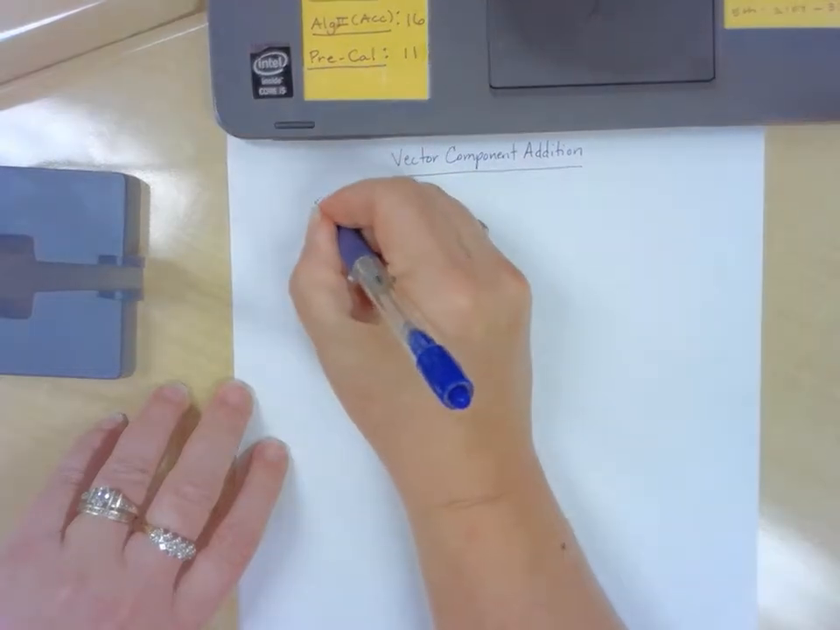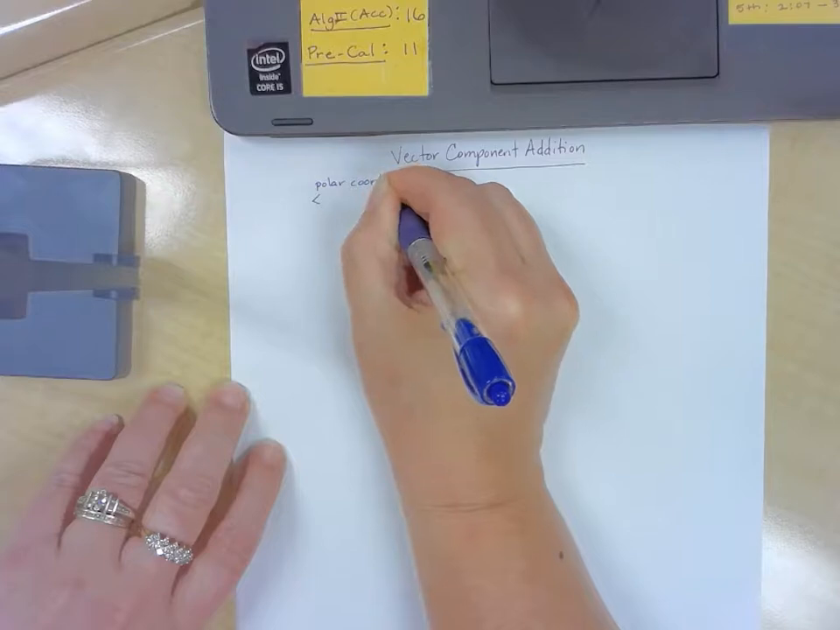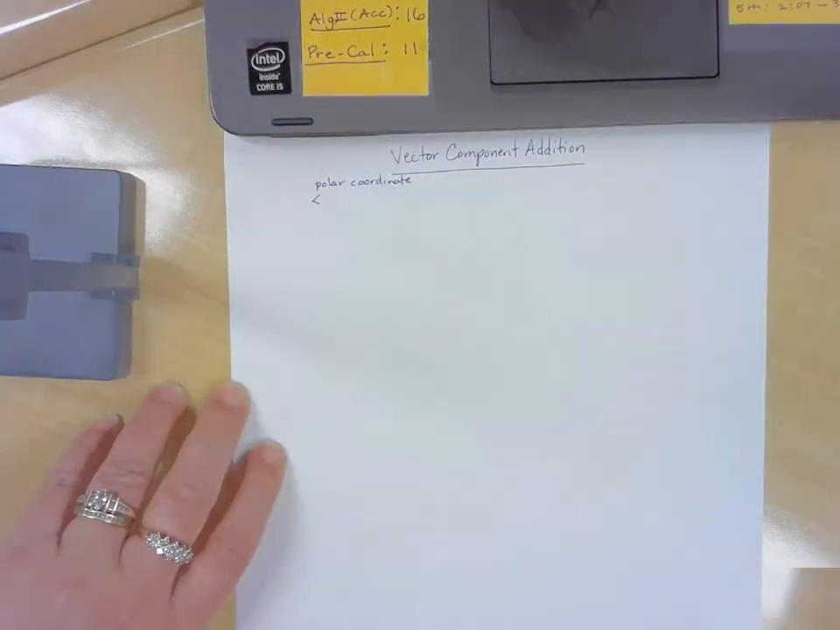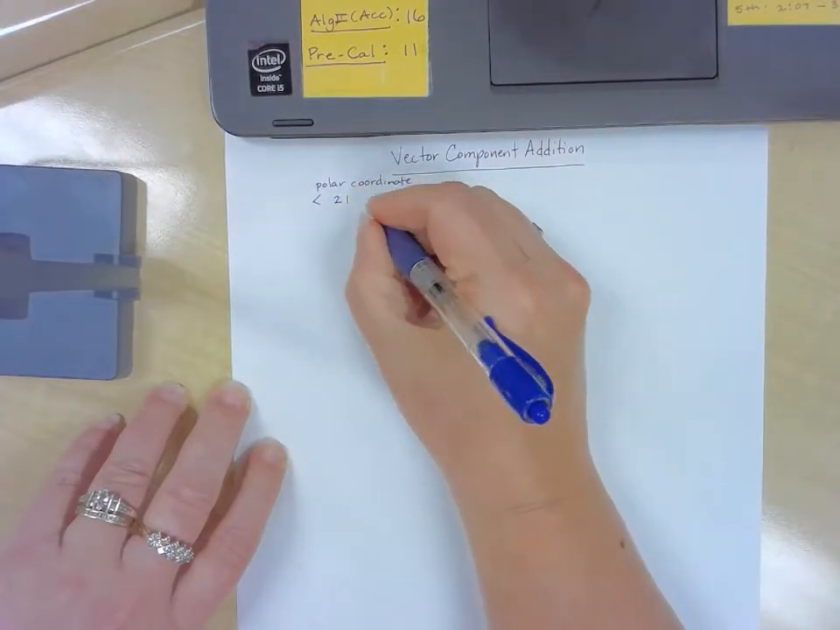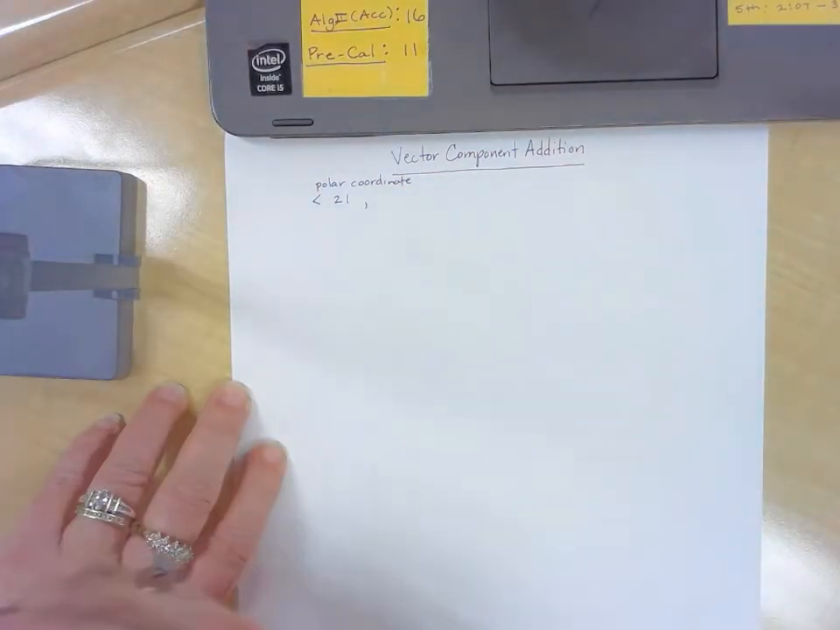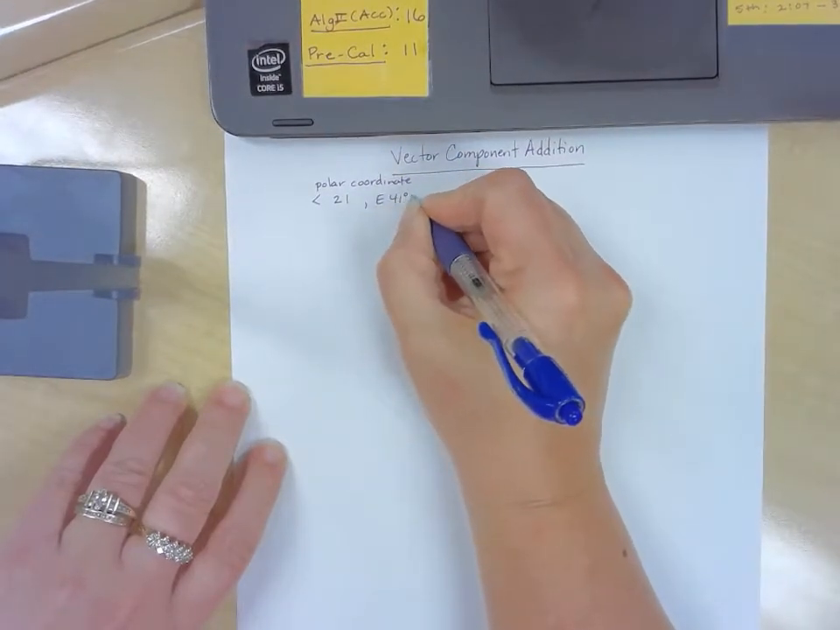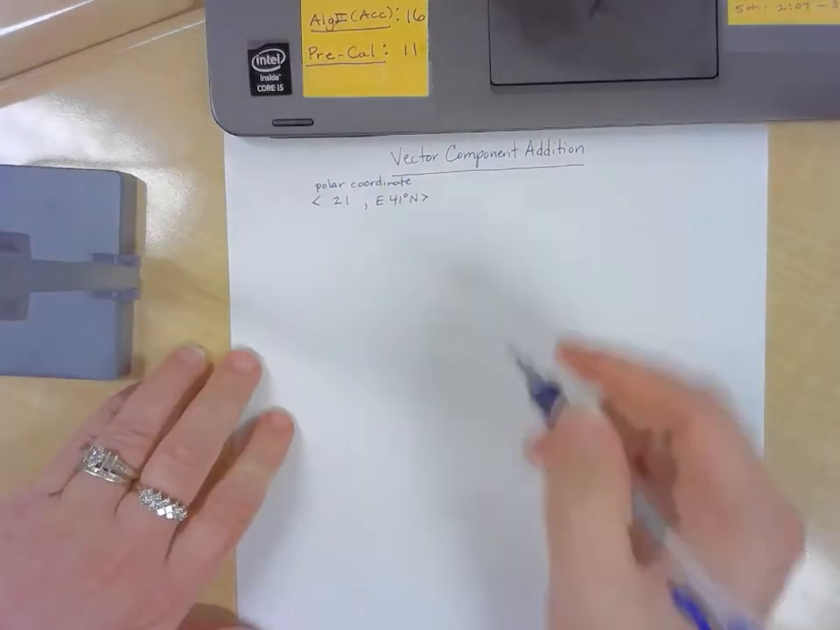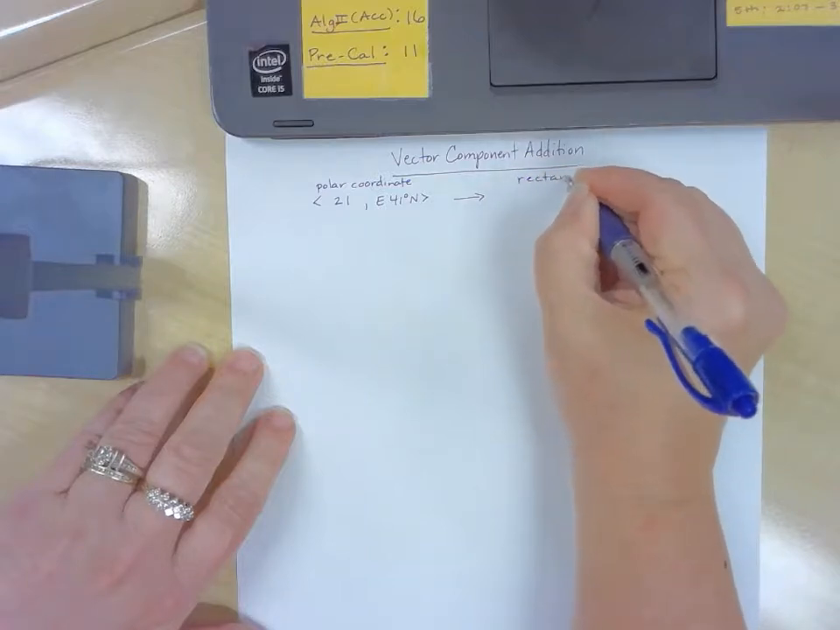Here is a polar coordinate. We'll say it's got a magnitude of 21, miles, feet, inches, miles per hour, knots, whatever. It's got a direction of east 41 degrees north. That's a polar coordinate. We're going to convert that to a rectangular coordinate.